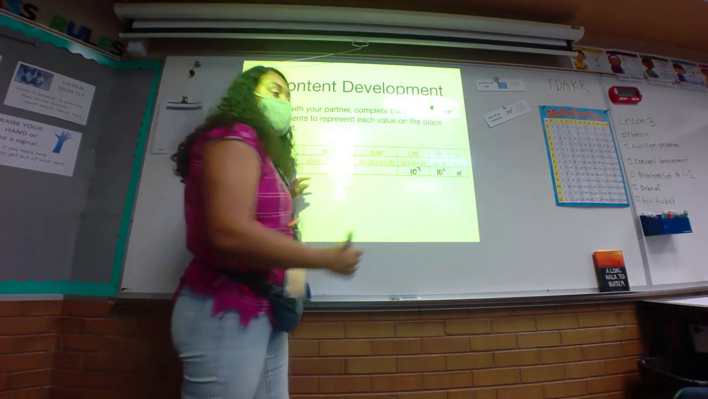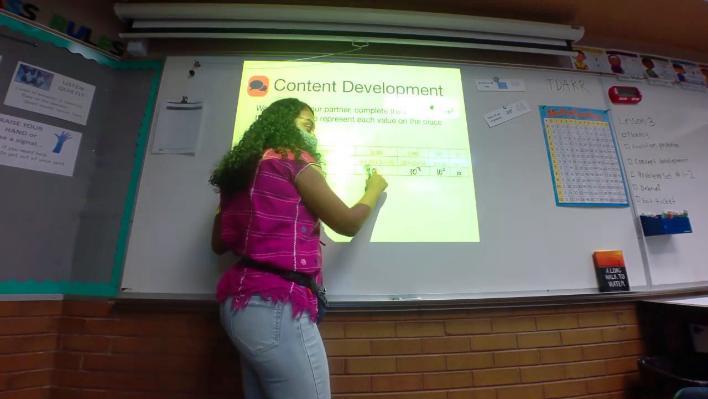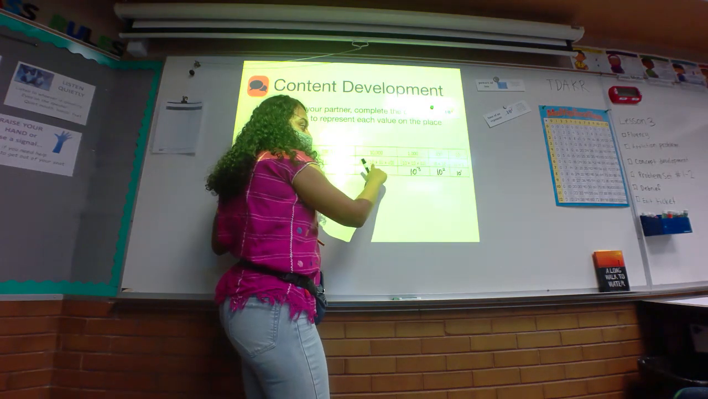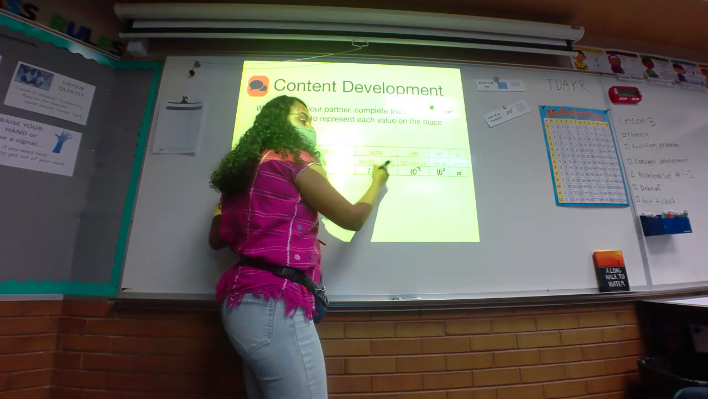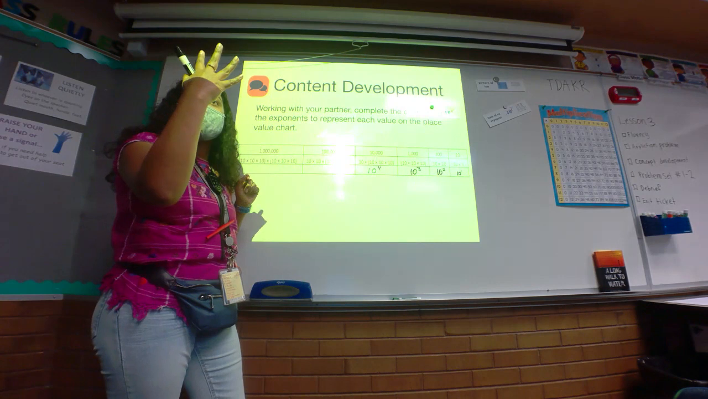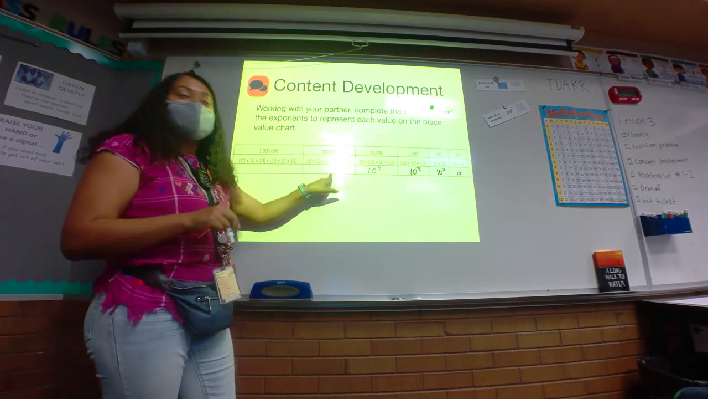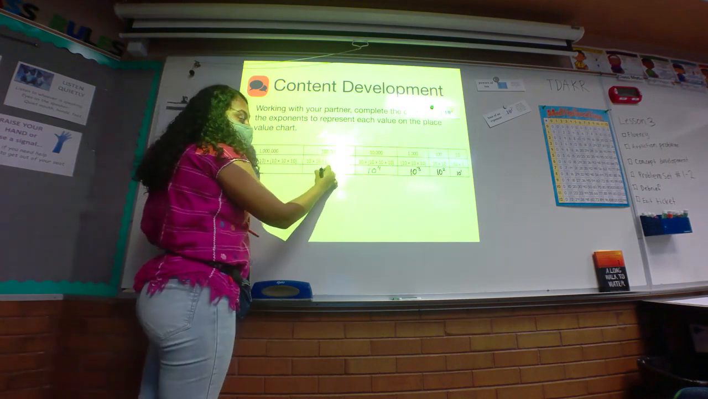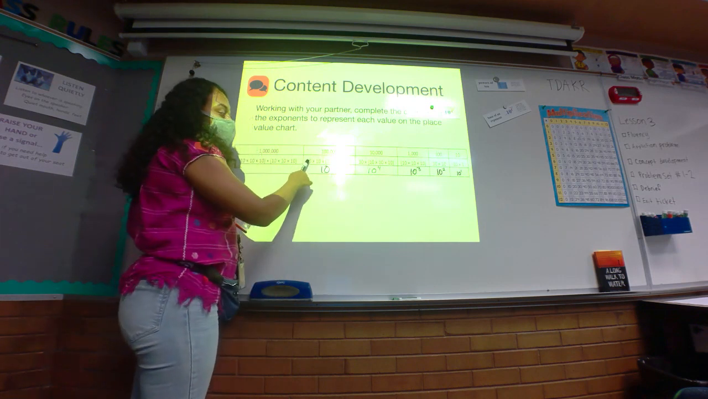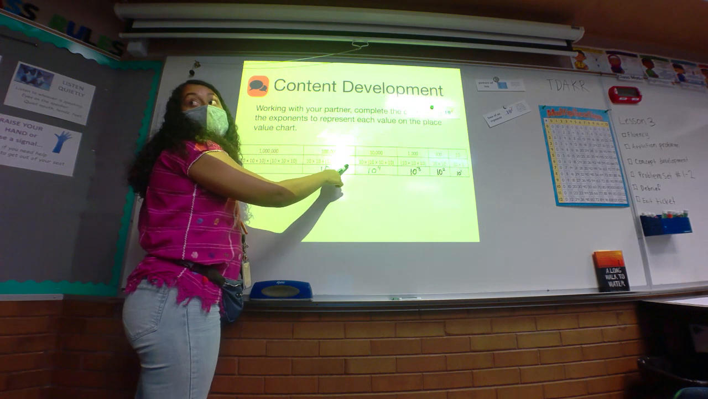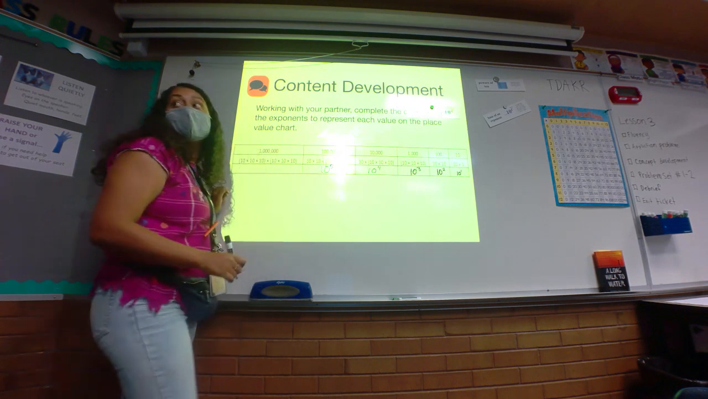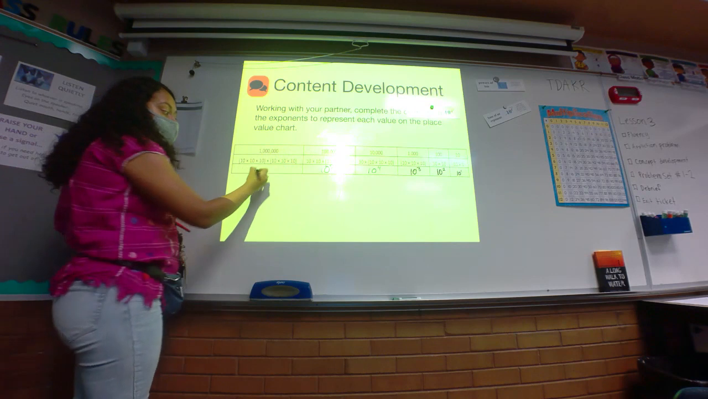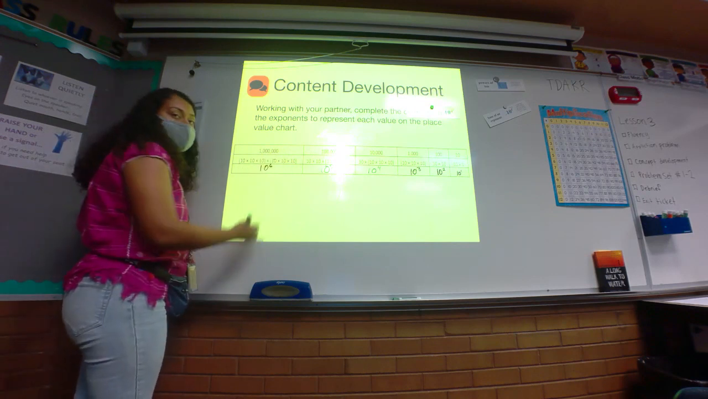Okay, next one. Since they're all multiplying tens, the base is 10, because that's the repeating base, the repeating factor. How many times? 4. So 10 to the power of 4. So what do you think is the next one? 10 to the power of 5. Okay, so the last one would be 10 to the power of 6.